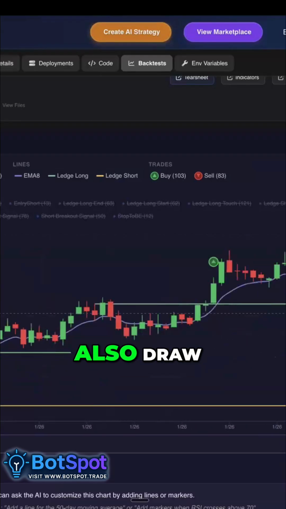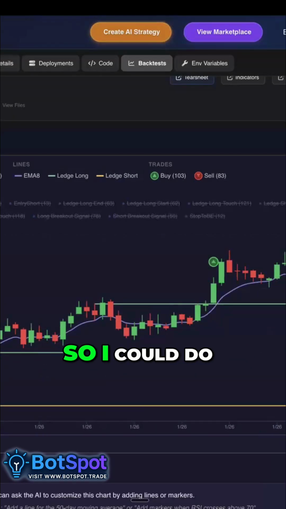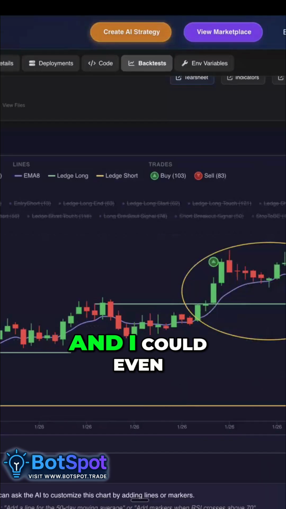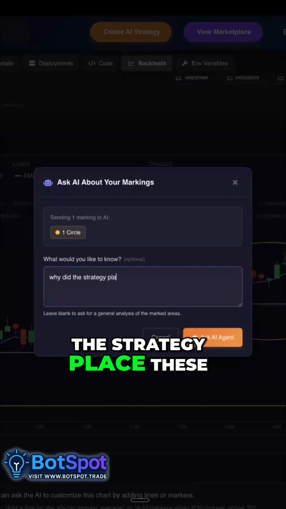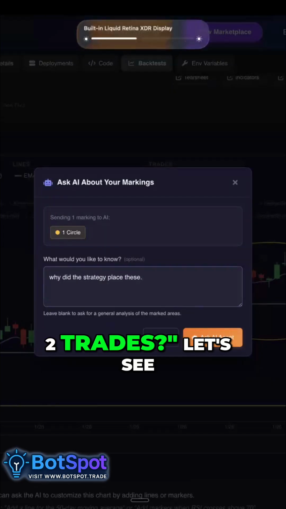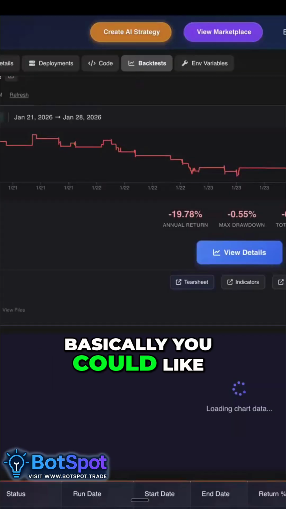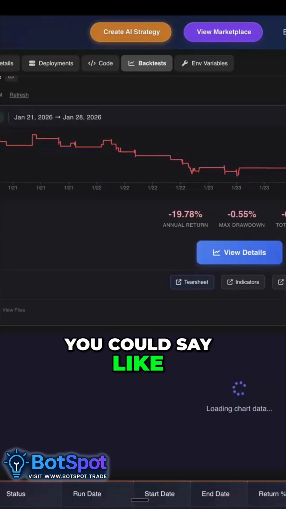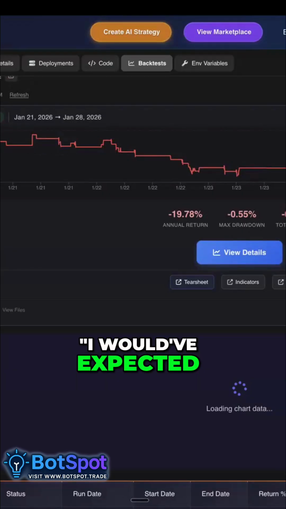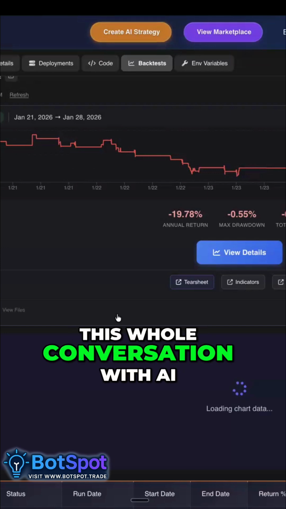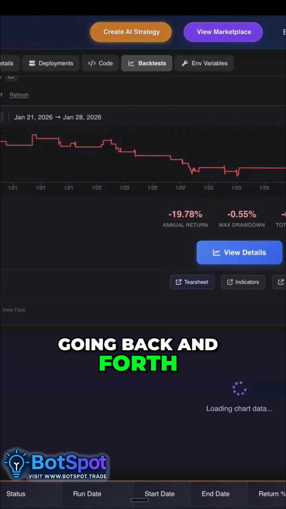And then you can also draw on the charts. So I could do a circle here, something like this. And I could even go ask AI. I could say, why did the strategy place these two trades? See if it's still working. Basically you can talk to AI and say, why did you place this trade? Or, I would have expected the line to be here. Why isn't it there? You can actually have this whole conversation with AI going back and forth, which is pretty cool.